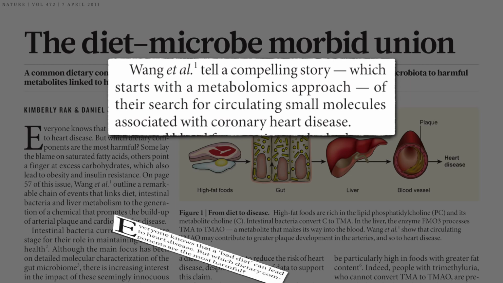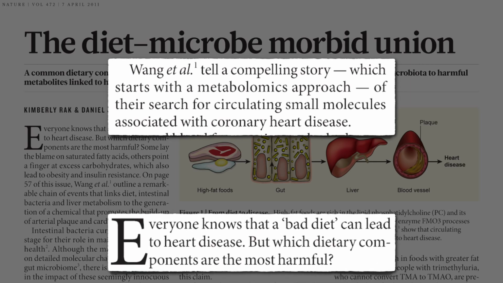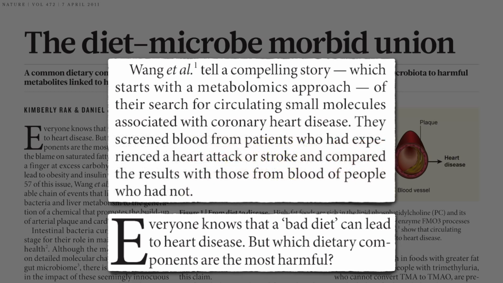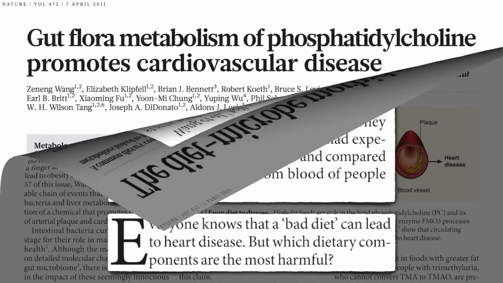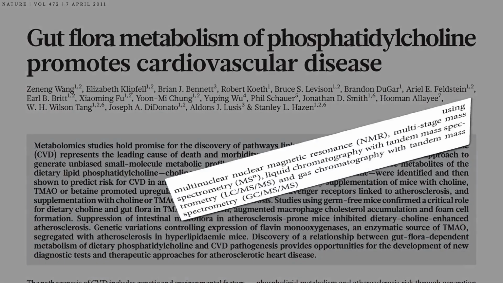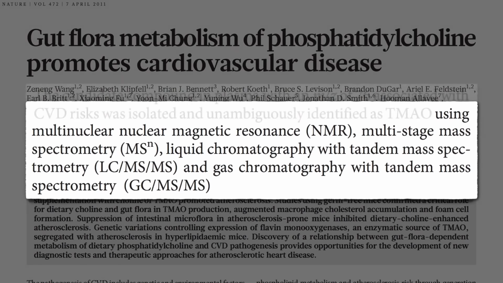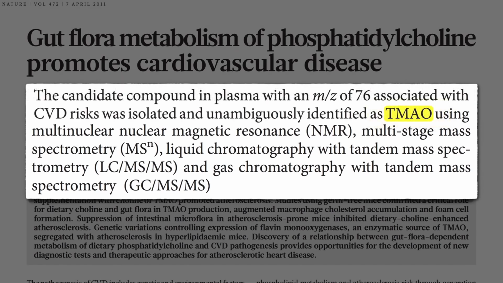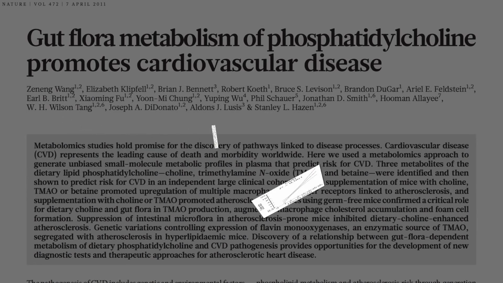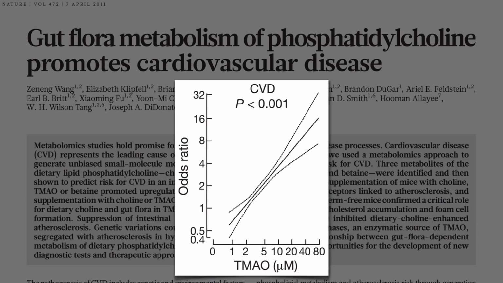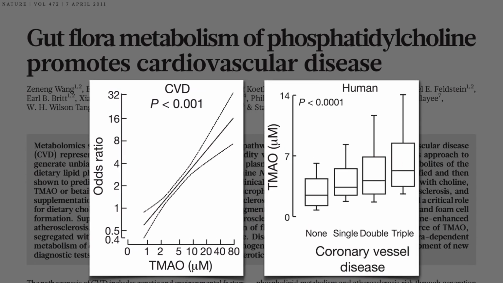Everyone knows that a bad diet can lead to heart disease, but which dietary components are the most harmful? So researchers at the Cleveland Clinic screened blood from patients who had experienced a heart attack or stroke, and compared the results with those from blood of people who had not. Using all sorts of fancy technology, they identified a compound called TMAO, which stands for trimethylamine oxide. The more of this TMAO stuff people had in their blood, the greater the odds they had heart disease, and the worse their heart disease was.